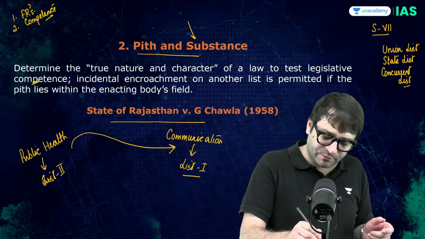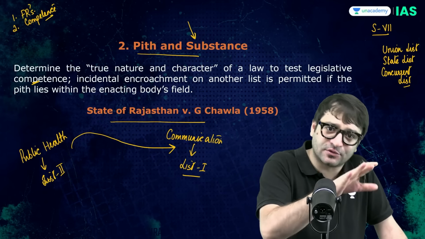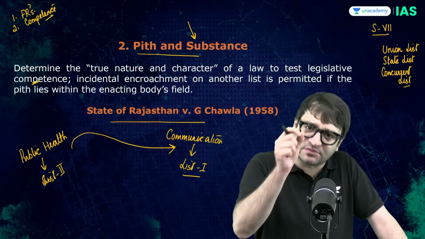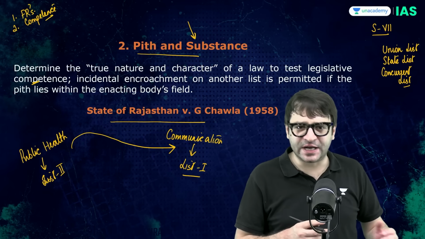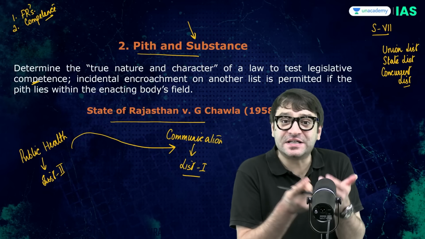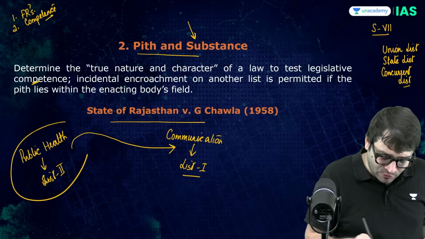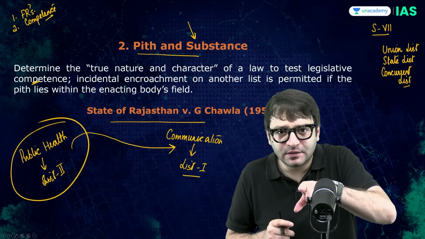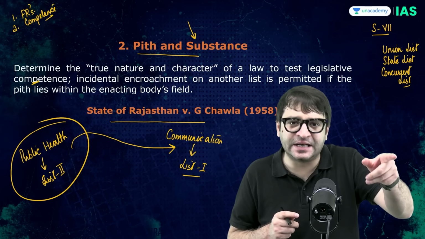known as the doctrine of pith and substance, to decide who gets to enact this law, who has the legislative competence to enact this law. The Supreme Court said, what is the pith of this law? What is the essence of this law? The essence is to promote and protect public health, which is within the domain of the state. So the state legislature can enact this law.